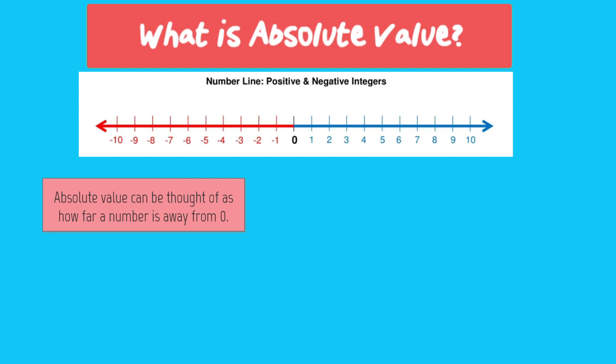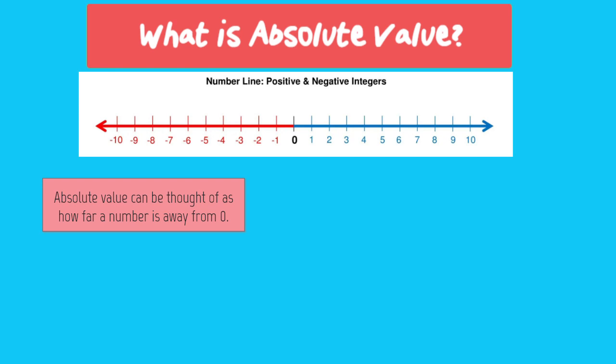And so, for example, let's take the number 5. If I want to know how far away 5 is from 0, I start at 0 and count the tick marks or the spaces. 1, 2, 3, 4, 5. It is 5 spaces away from 0. And so, therefore, the absolute value of 5 is 5.